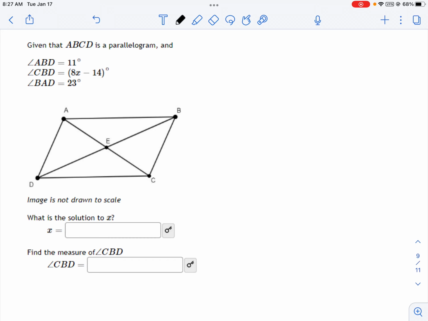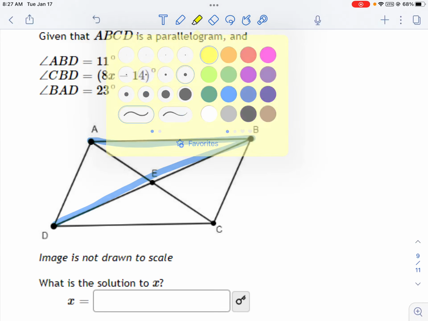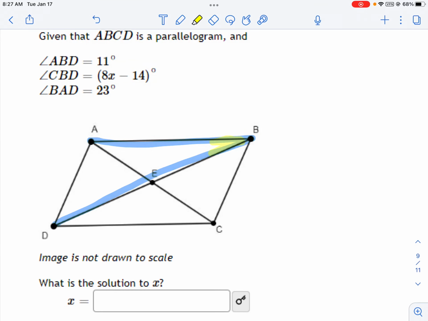So we're given that ABCD is a parallelogram, and we're told three different angles. We're told the angle ABD. If we connect A to B to D, it's going to be this little angle on the inside here, because that's the angle formed between A, B, and D. And we're told that it's 11.